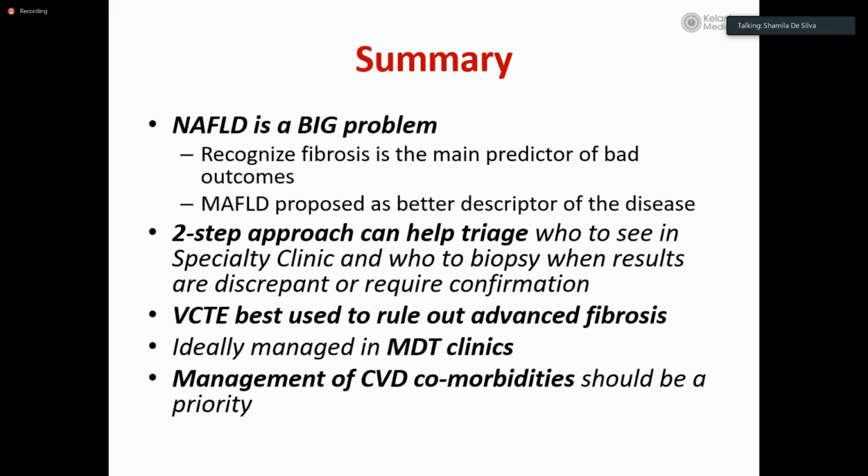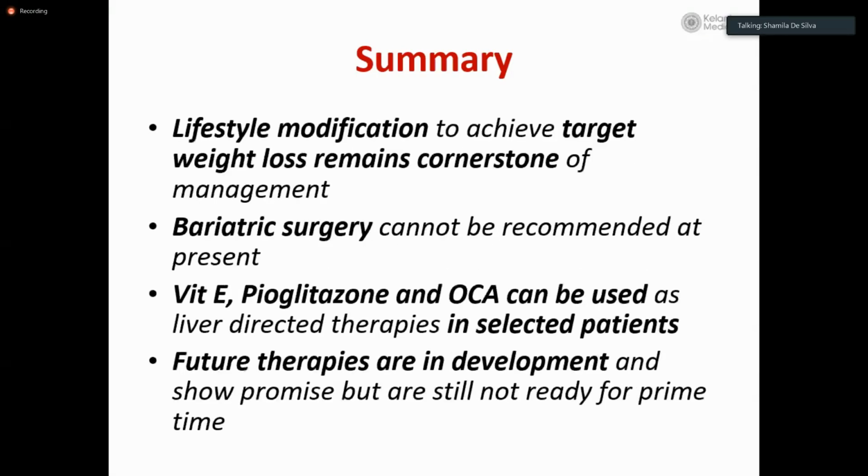Management of cardiovascular comorbidities should be given the priority in managing these patients. They should be aggressively searched for the presence of metabolic traits, and these should be addressed to prevent the cardiovascular outcomes. Lifestyle modification to achieve target weight loss remains the cornerstone of management. Bariatric surgery cannot be recommended at present as a sole indication for treatment of NASH. Vitamin E, pioglitazone, and obeticholic acid can be used as liver-directed therapy in very selected patients, when they can be used and for how long. Future therapies are in development and show promise, but still they are not ready for general use.